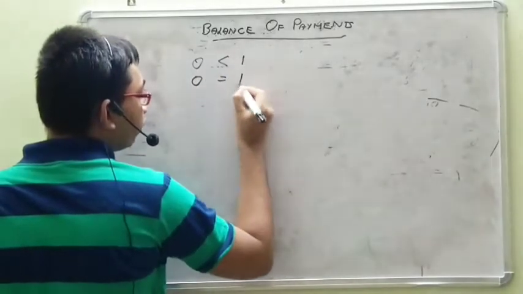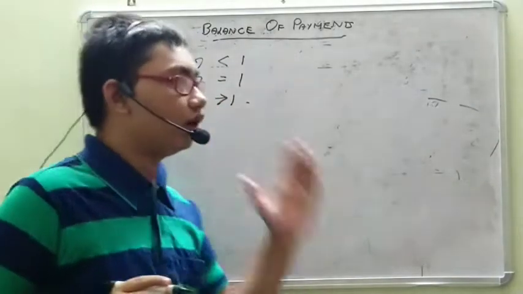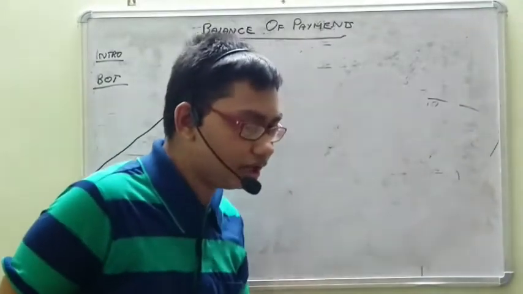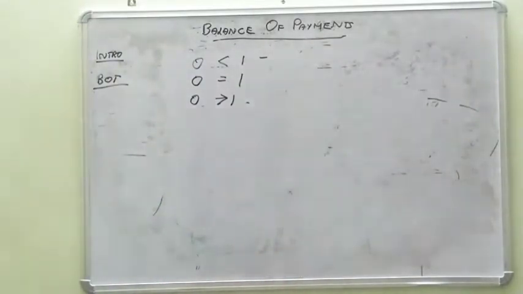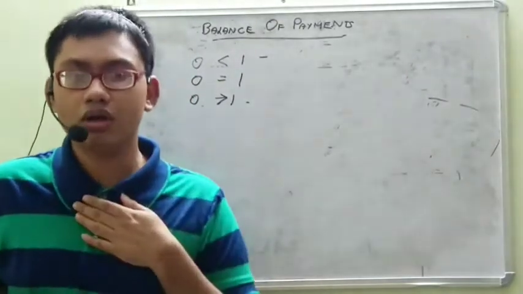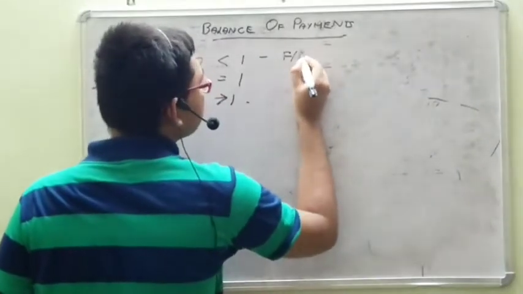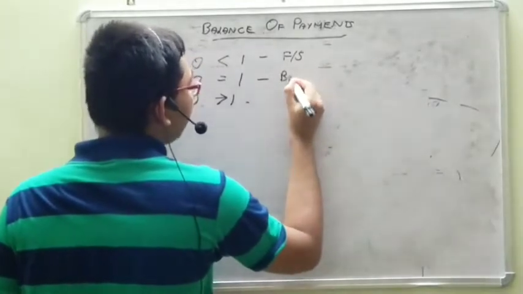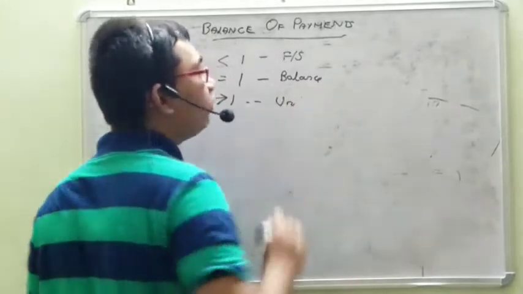When outflow of foreign exchange is less than inflow of foreign exchange, it will be called a surplus in foreign exchange. Whenever we are getting more and giving less, it is called favorable or surplus. When it is balanced, there is no change. When outflow is greater than inflow, this is unfavorable or deficit.